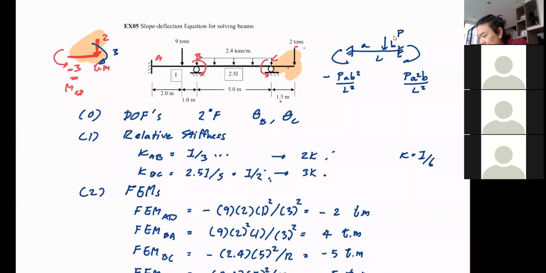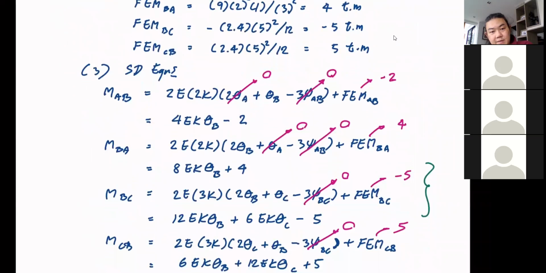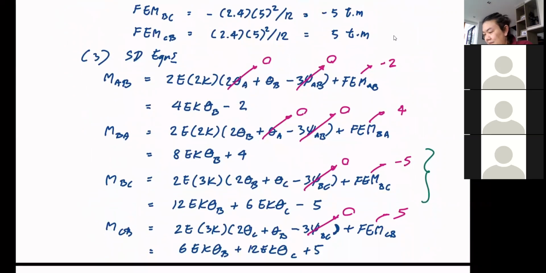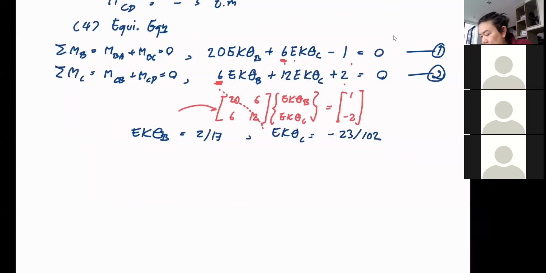So that means this one is pretty heavy, right? 2.4 tons per meter. You multiply that by 5, the total load is 12, right there in the middle. So it is possible that you're going to have something like this. Okay, so we got the answers. We plug them back in our slope deflection equation here. So you're going to get everything. So number 5 now, in moments.